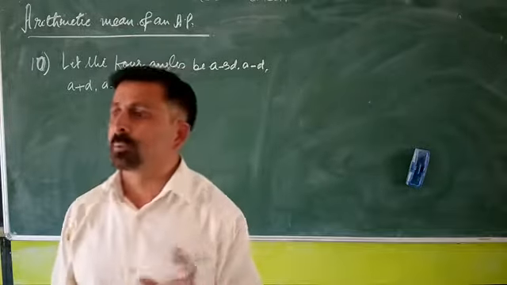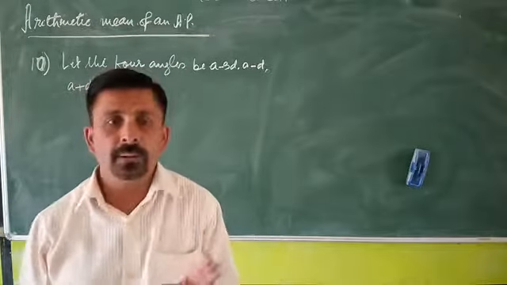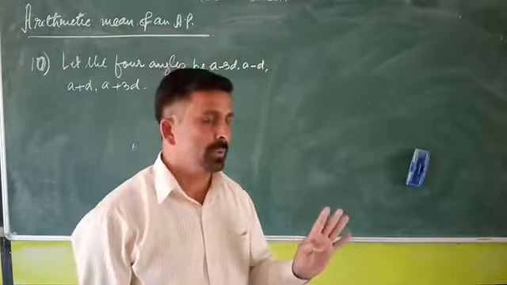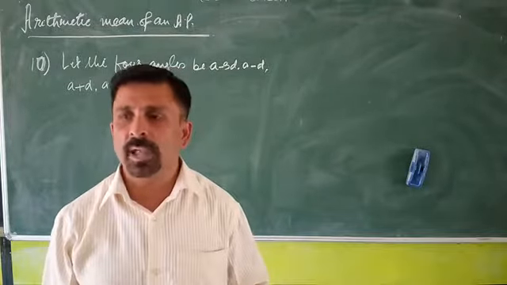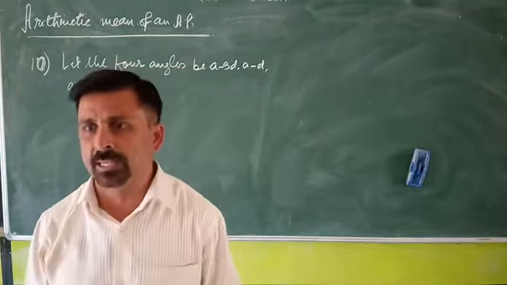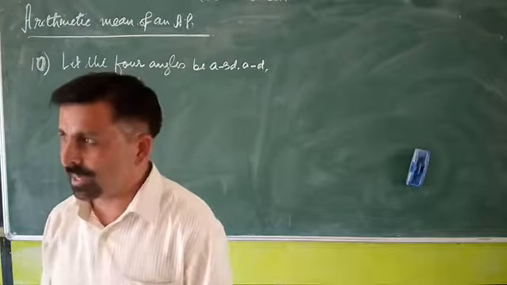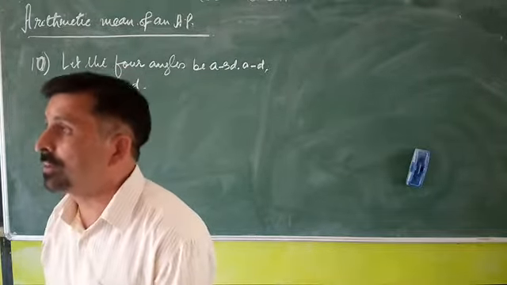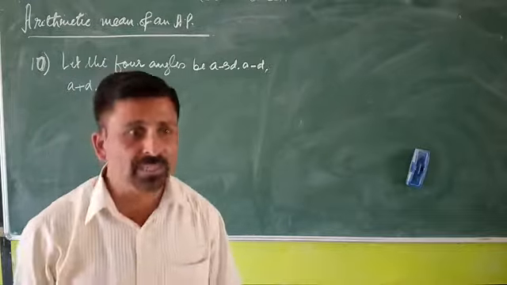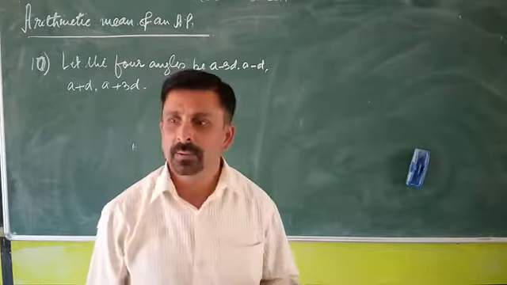First of all, we have to know the meaning of quadrilateral. Quad means 4. Lateral means side. So any geometrical shape having 4 sides is called a quadrilateral. Isn't it? Examples are square, rectangle, rhombus, trapezium, parallelogram.